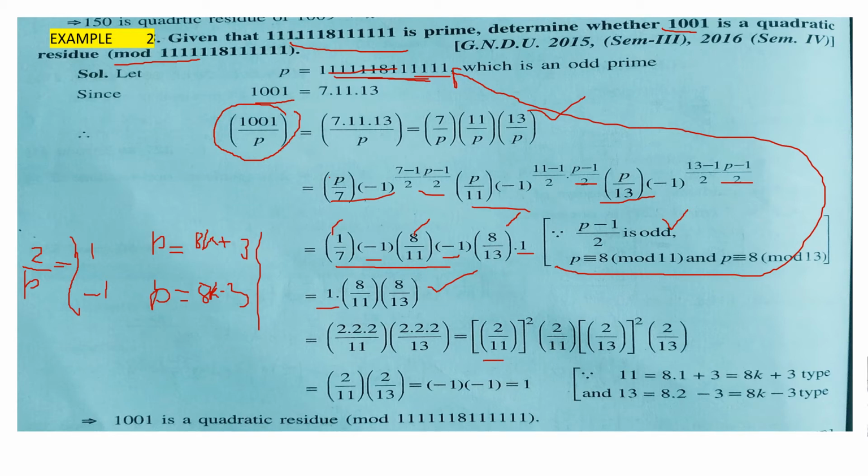So we get 2 squared, 2 times. So it is 1, it is 1. We get these two things. Now it is of the 2 upon p type, and the 2 upon p type is explained here. 2 upon p is 1 if p is of type 8k plus 3, and 2 upon p is minus 1 if p is of type 8k minus 3. So this result is used. It was discussed in previous questions in this chapter.